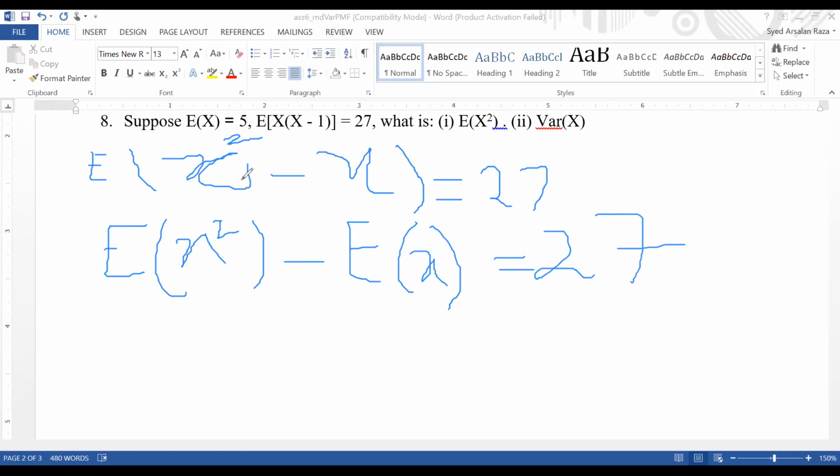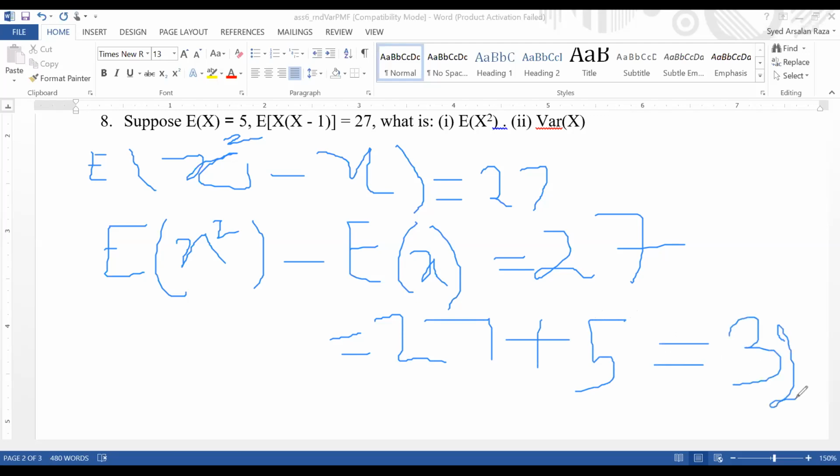And expectation of X square is required in part number 1. Expectation of X is already given as 5, so 27 minus 5 becomes 27 plus 5. This is equal to 27 plus 5, which is 32. 32 is what? We can say that it is the mean of X square. What is the meaning of the mean of X square? It is the sum of the square values of x divided by n. It is 32.